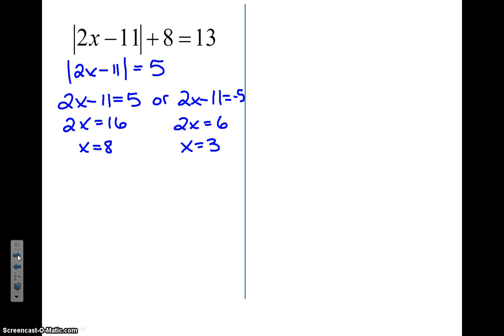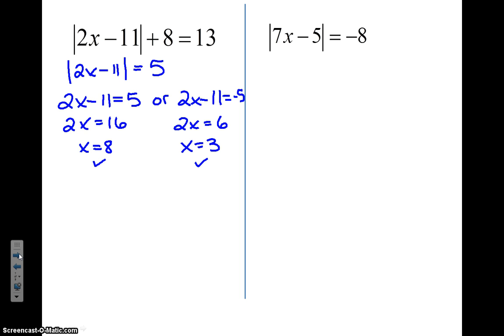2 times 8 would be 16. 16 minus 11 would be 5. The absolute value of 5 is 5, and 5 plus 8 is 13. So that one checks out. If we have 3, 2 times 3 is 6. 6 minus 11 is negative 5, but the absolute value of negative 5 is 5, plus 8 equals 13. And so that one also checks out. So both 8 and 3 are solutions.